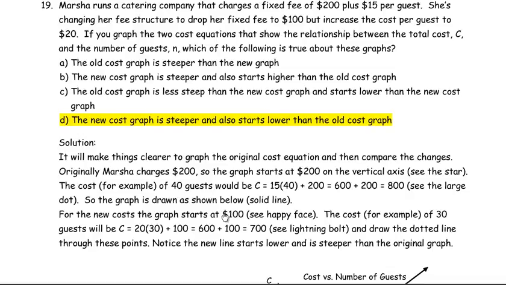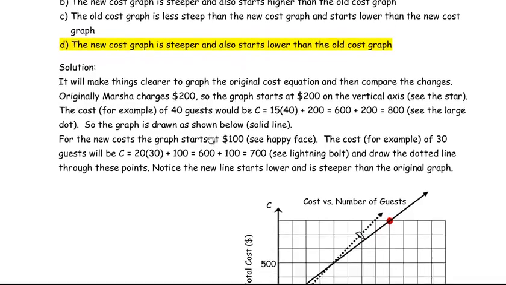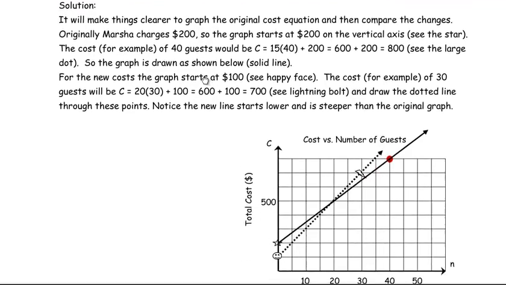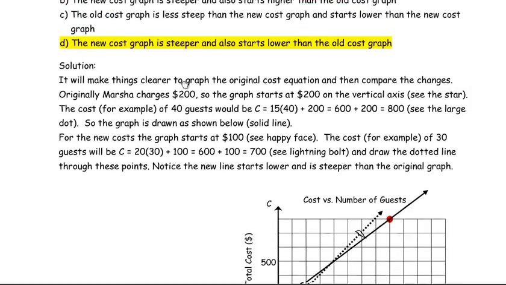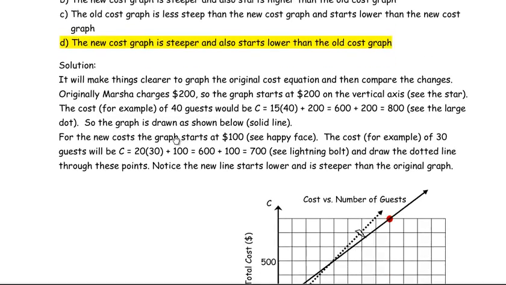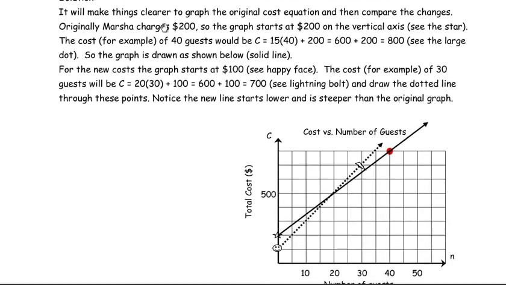So we'll look at the multiple choice, or which one is correct, in a moment here. For the solution, it will make things clearer if you graph the two graphs to compare them. You can see more easily which of the four of these is correct. So originally Marcia charges $200. That star is her fixed amount that she's charging. And now we're told that she charges $15 per guest.